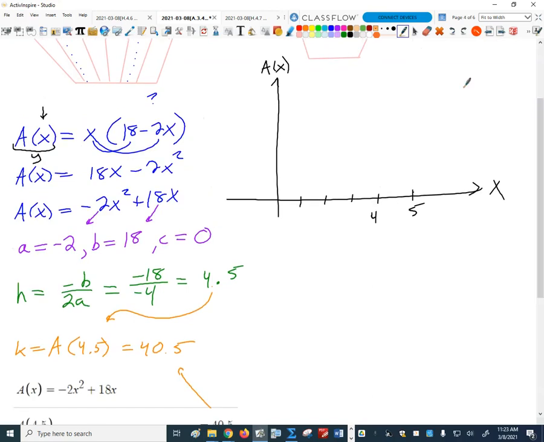And so let's say I'm going to change the scale on this. We'll go up by tens. There's 10, 20, 30, 40, 50. So I've got my vertex at 4.5, 40.5, so right up about there.